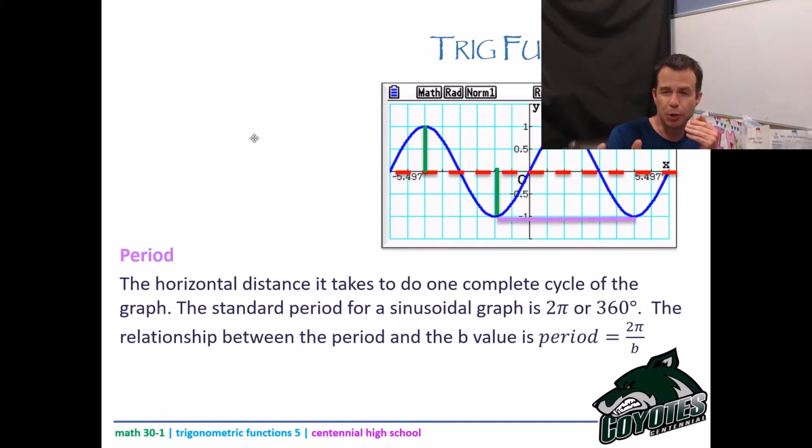So the purple line that I've drawn in there, I've shown you from min to min, but you could also go from max to max, or you could go from midline to the second midline, and that would be a period. Okay, again, your period is not the B value, but it's related. What happens is the B value will be 2 pi divided by the period, okay?